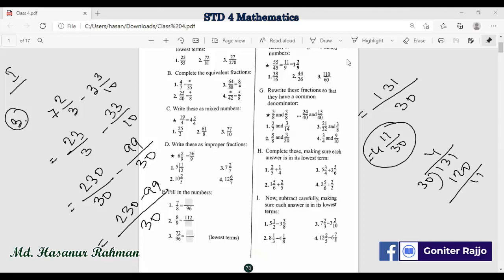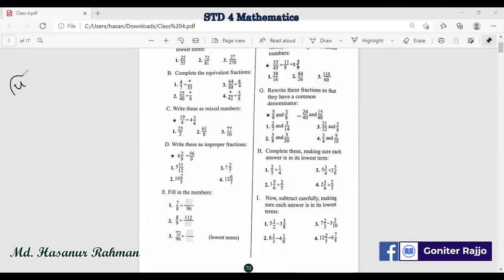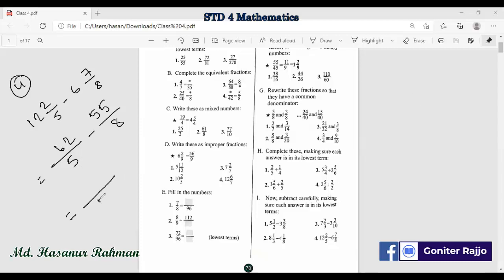Now our last problem of this chapter, that is number 4. 12 whole 2 by 5 minus 6 whole 7 by 8. At first we have to convert this into improper fractions. So 5 12s are 60 plus 2, 62, minus 8 6s are 48 plus 7, that is 55. Now we have to find out the LCM of 5 and 8, that is 40.